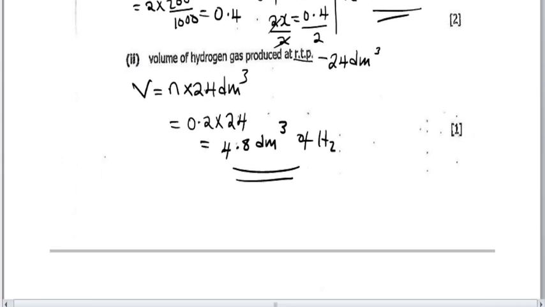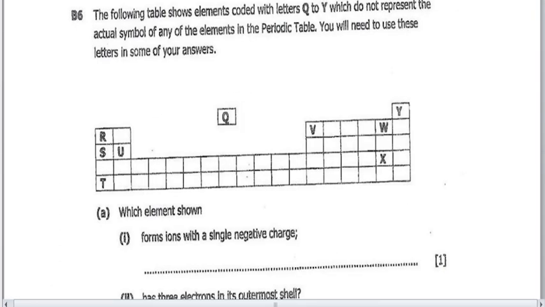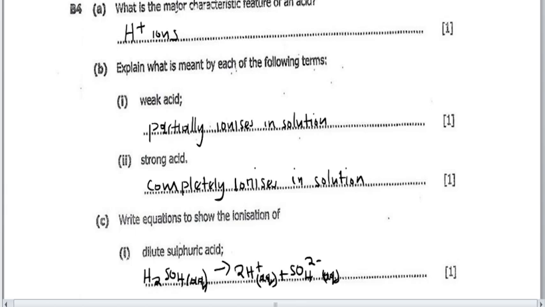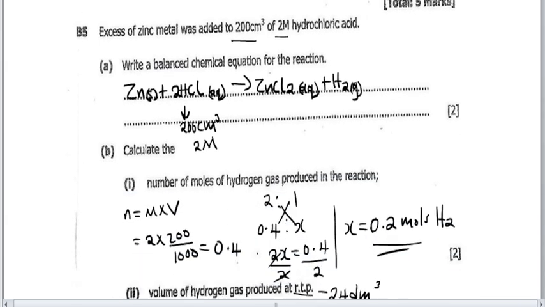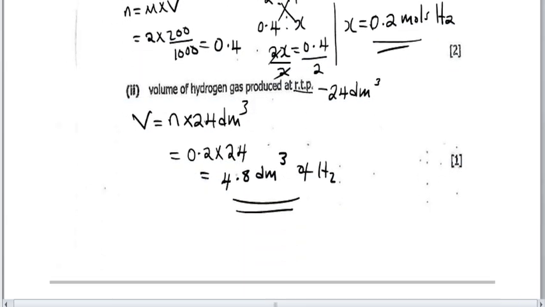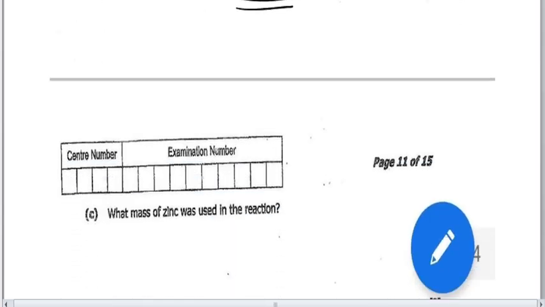Now that the volume has been found, we proceed to another question. What mass of zinc? All right, so I just go a little bit back. Okay, so we have found the volume. The other question is asking us to find the mass of zinc which was used in the reaction. So how do you find that? How can we find the mass of zinc?